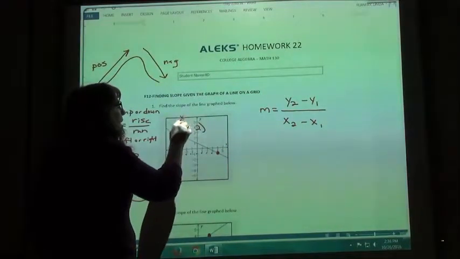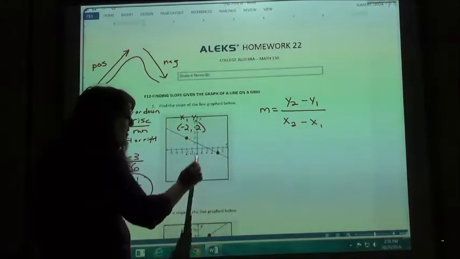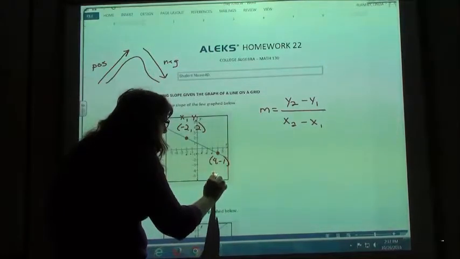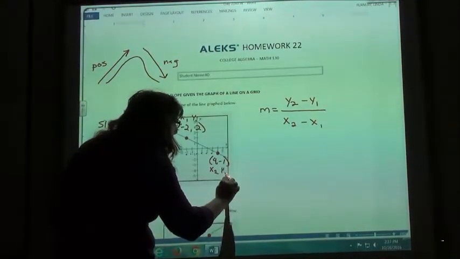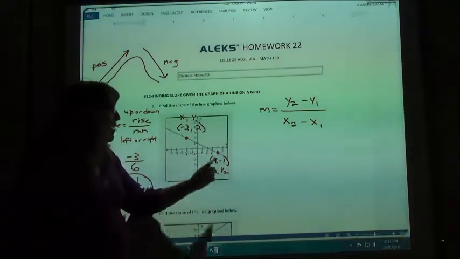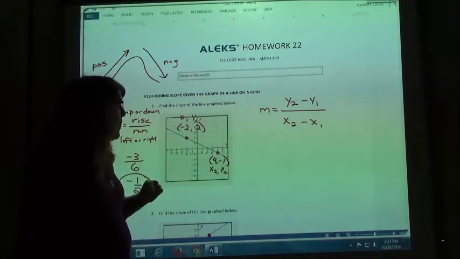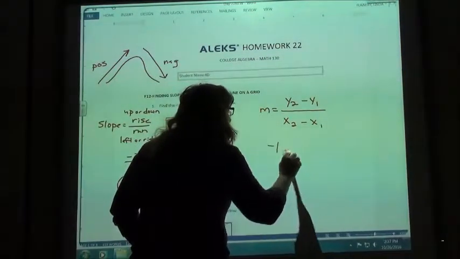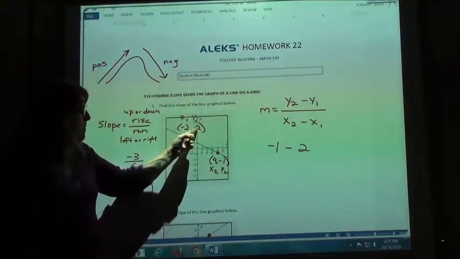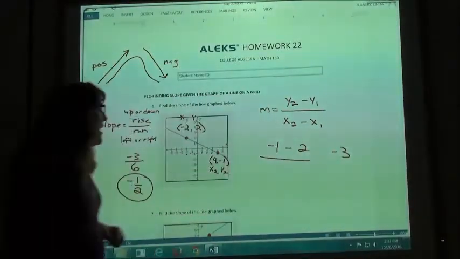So coordinates of this point would be -2, 2. I'm going to call that my x value from point 1 and my y value from point 1. Coordinates of this point, 4, -1. So that's my x value from point 2 and my y value from point 2. So in my formula, I'm taking the y value from point 2, I'm subtracting the y value from point 1. So I'm going to take -1 and I'm going to subtract the 2. -1 minus the 2.